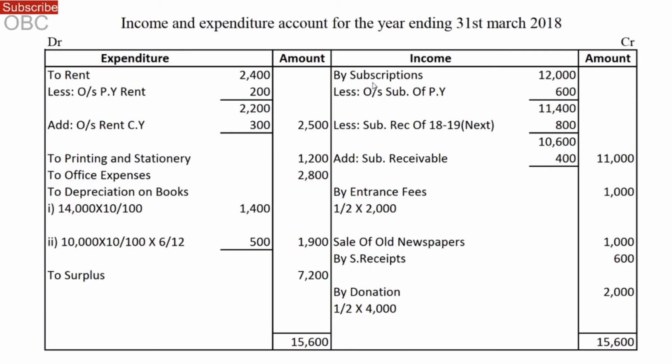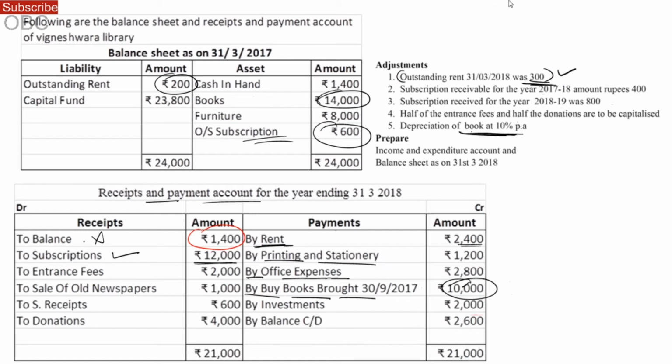Okay. In the last year balance sheet, they're saying outstanding subscription is there, that is involved in this 12,000. So subtract it: less outstanding subscription, 600 rupees. Total it, you'll get 11,400. So you just subtracted. Next, for that 11,400, don't write it in the outer column. Just wait, we have one adjustment for that. Come back to the adjustment part.